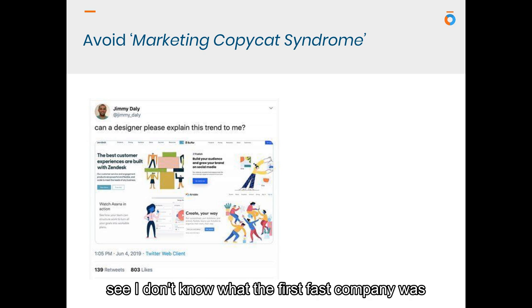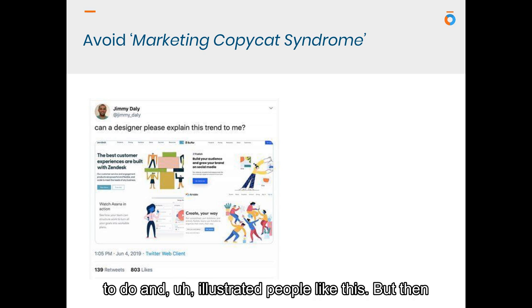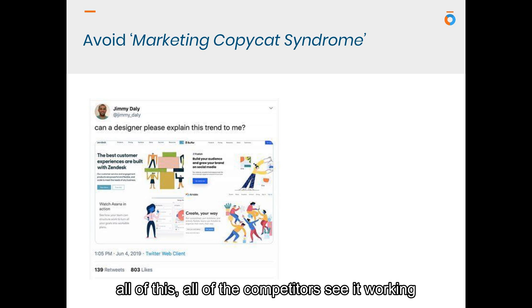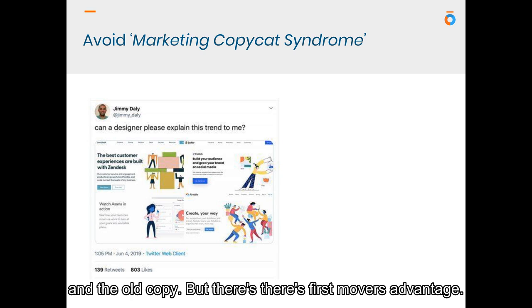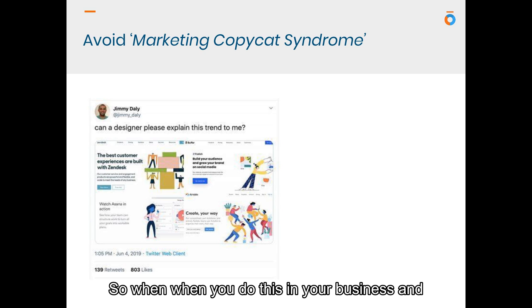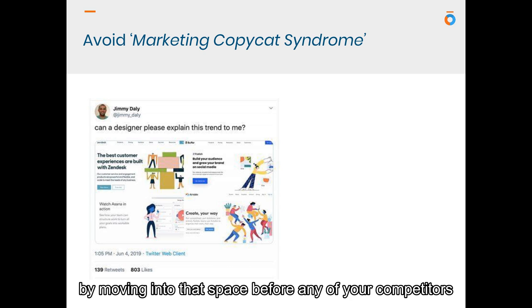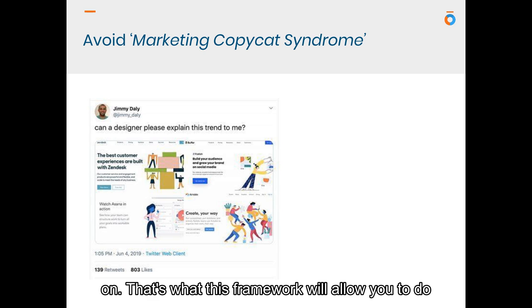So you can see, I don't know what the first SaaS company was to do it in illustrated people like this, but then all of the competitors see it working and they all copy. But there's first mover's advantage. So when you do this in your business and you create something that's unique, you gain first mover's advantage by moving into that space before any of your competitors. And that's what this framework will allow you to do.